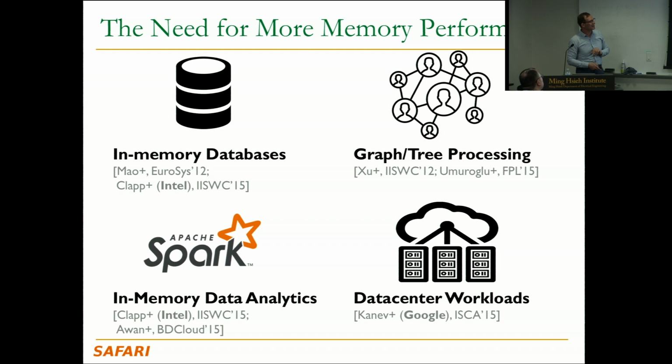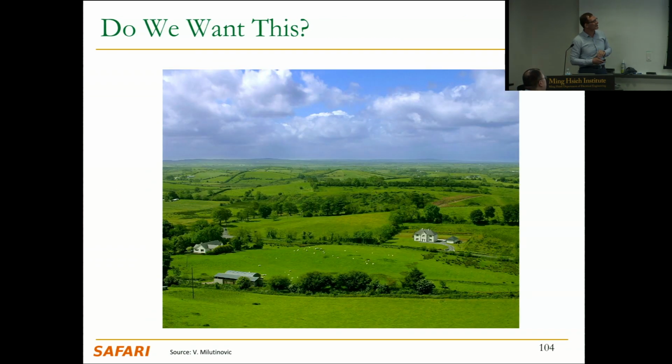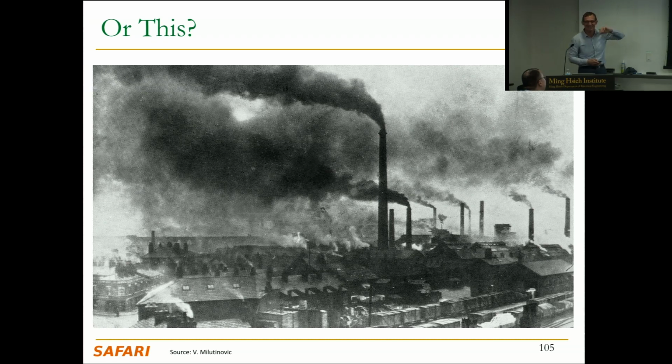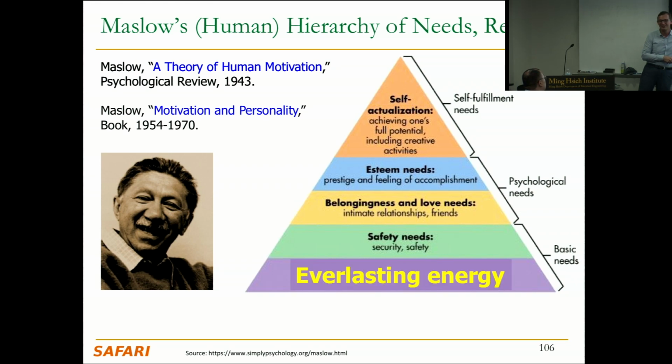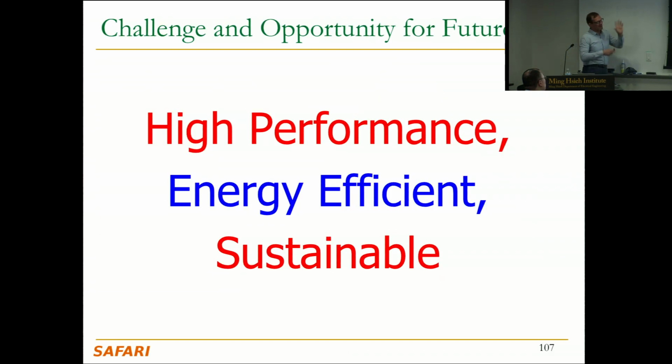There are many applications like this. And I think in my mind, the question is like this. Do we want a future that looks like this? Or do we want a future that looks like this? I would probably pick the previous one. And I will also deconstruct what I said earlier. Maslow actually didn't say that safety is the most important thing. He actually said physiological needs are more important than your safety. So if you're actually about to die, maybe you don't care about your safety or security, right? Of course, that's a joke. But clearly, we want a future that's high performance, energy efficient, and sustainable.